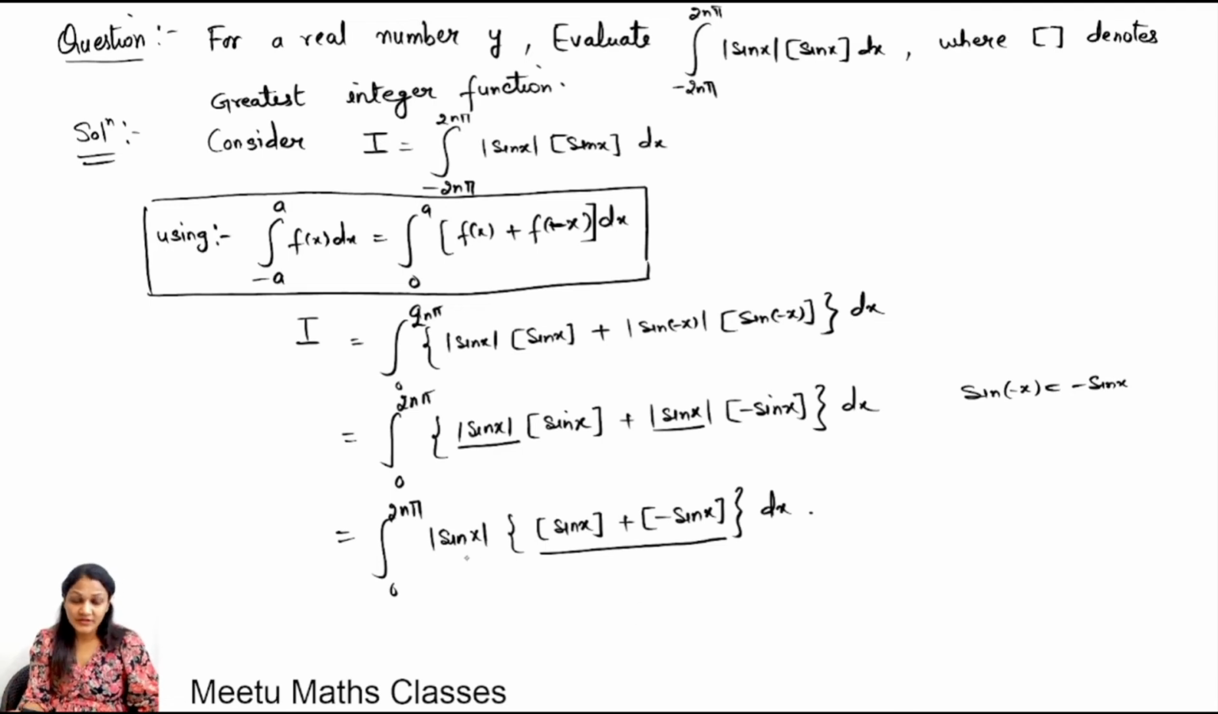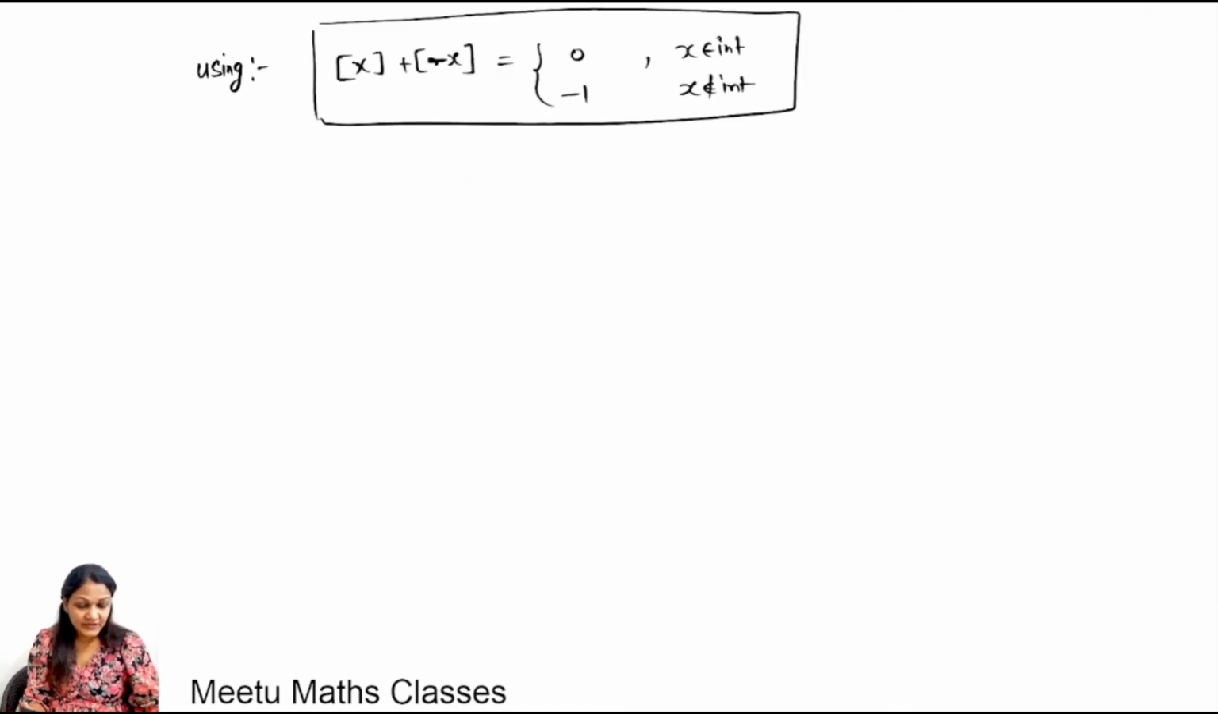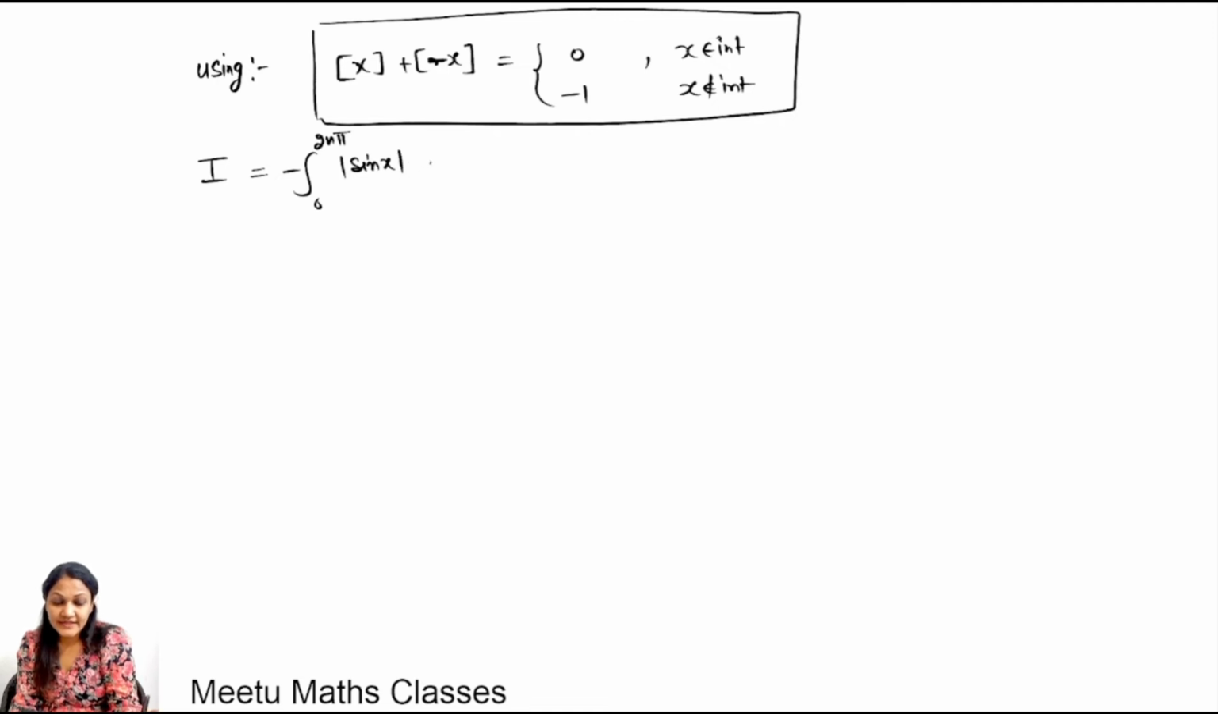In the case of 0, the whole integral will be 0. So you can integrate in case of minus 1. So your I will become integral 0 to 2n pi of minus modulus sin x dx. Okay.